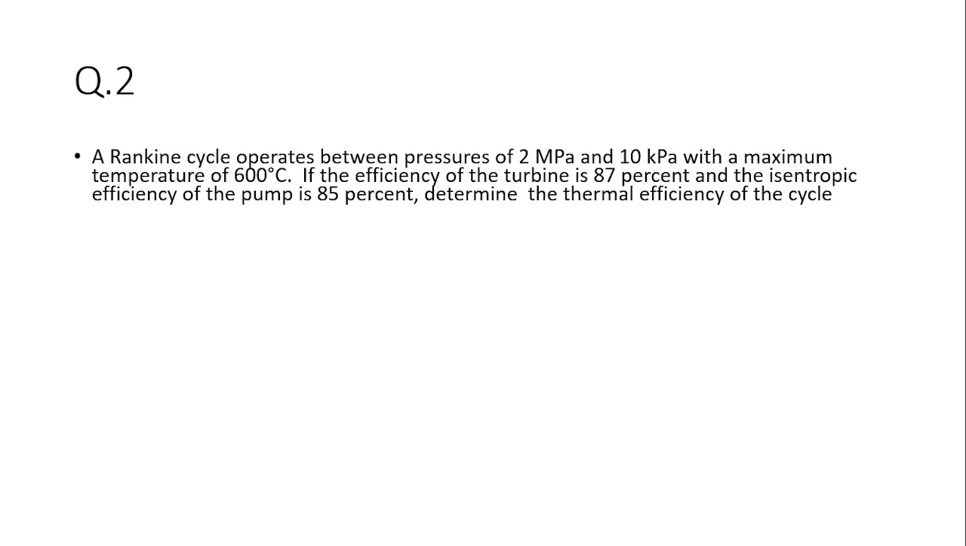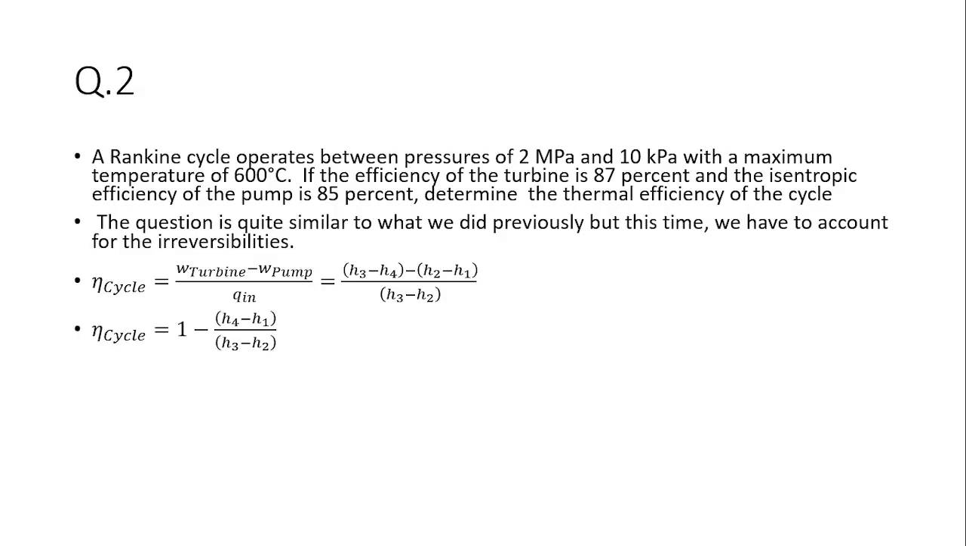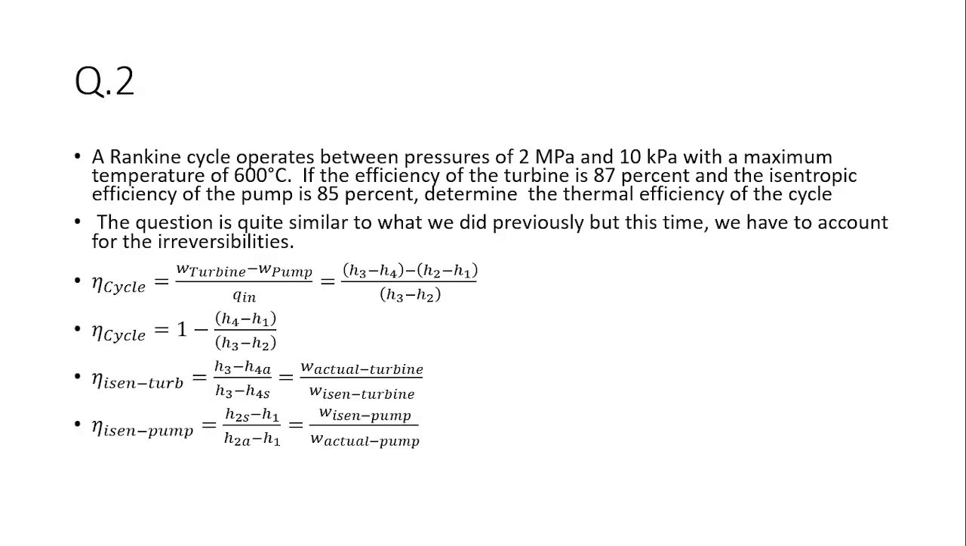Right, so we have here the same question. Determine the thermal efficiency of the cycle. The question is quite similar to what we've already done, but this time we are going to account for the irreversibilities. So it is the same formulas that we use, right? But then there are a few new formulas for us to note. So we see these formulas from our discussion on entropy. The isentropic efficiency is given by this formula for a turbine, and for a pump is this formula. So please do not mix them up.